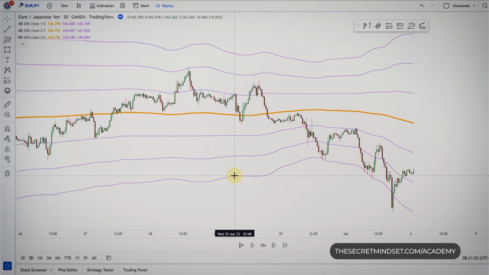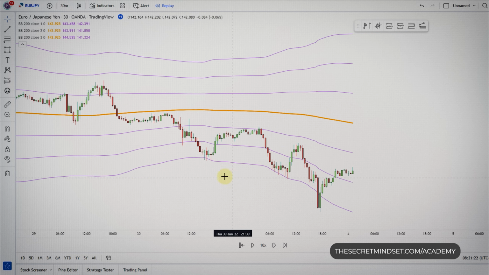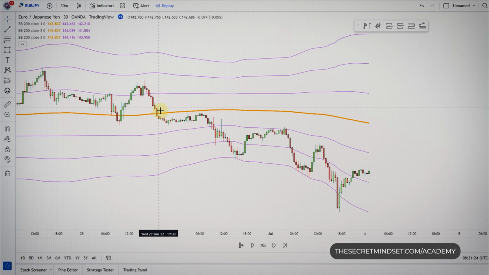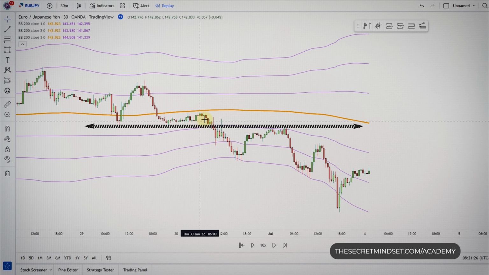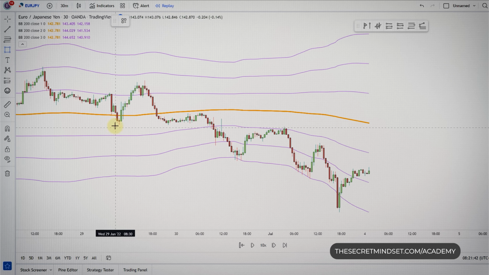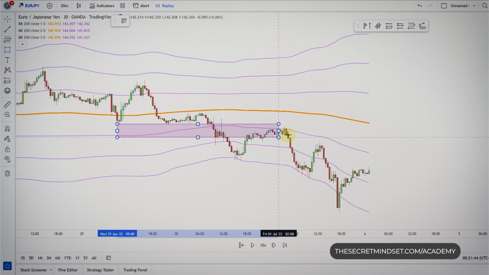In this chart, price broke below the middle band, entered a weak trend phase, and then also broke this support level. Then it targeted the second band, retraced, found resistance once again at the first band, and then went for the third band. Look how powerful this setup is. Price stopped right at the third band.